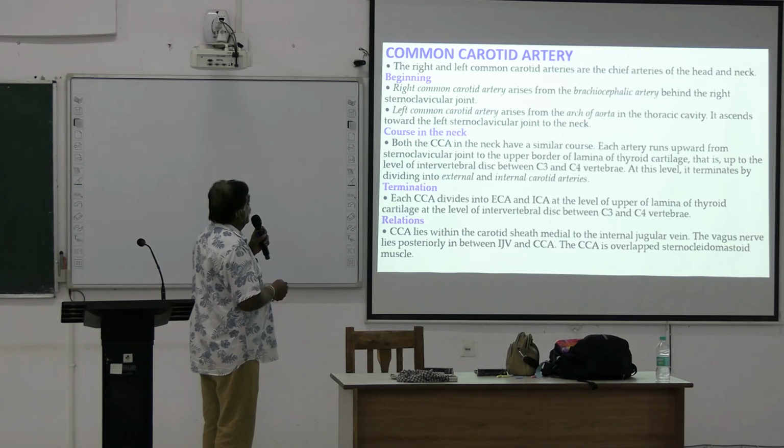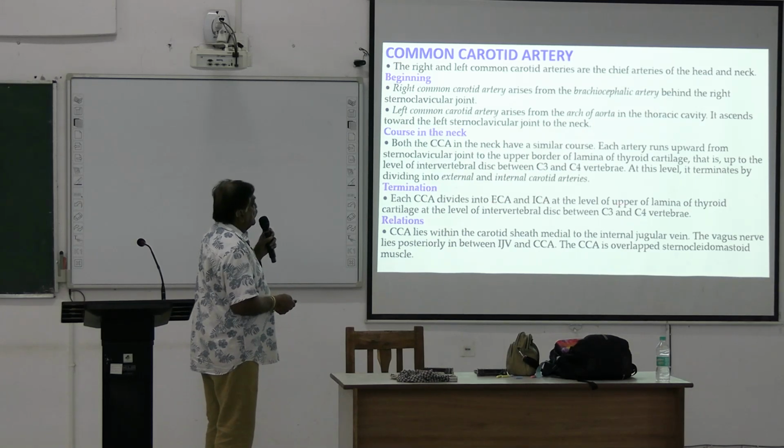Both common carotid arteries in the neck have a similar course. Each artery runs upwards from the sternoclavicular joint to the upper border of the lamina of the thyroid cartilage, that is, up to the level of the intervertebral disc between C3 and C4 vertebra. At this level, it terminates by dividing into the external and internal carotid arteries.